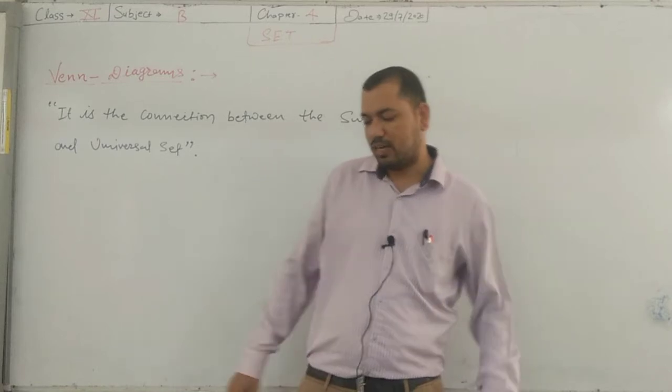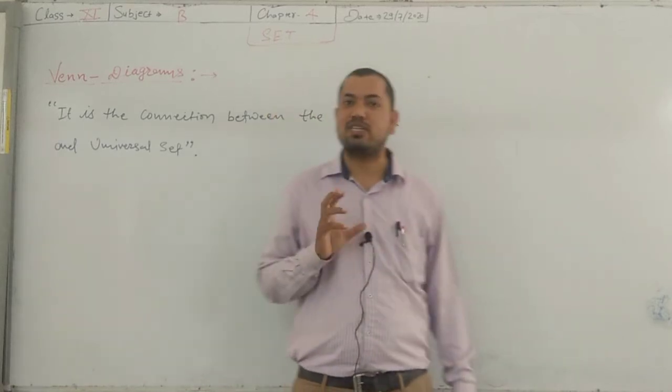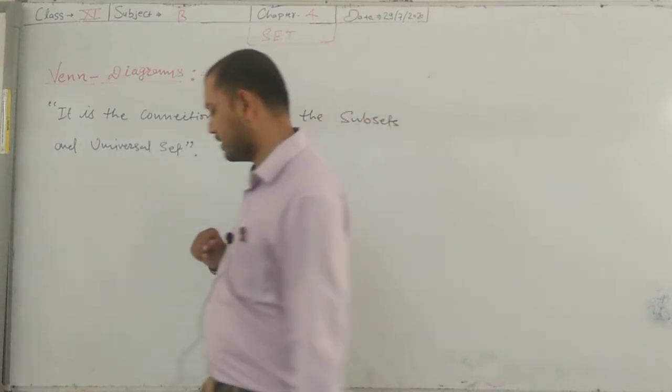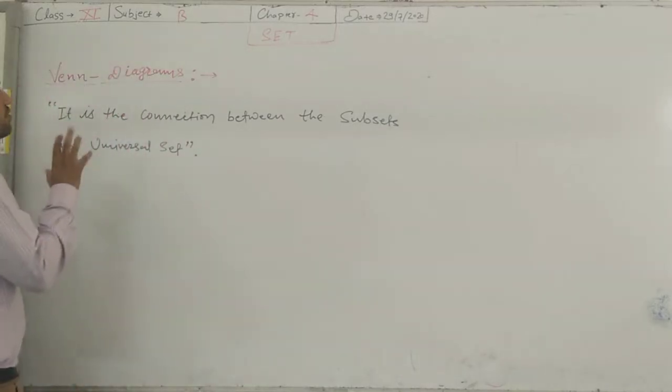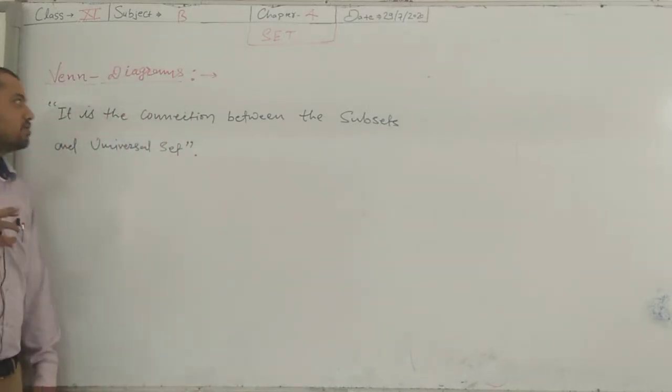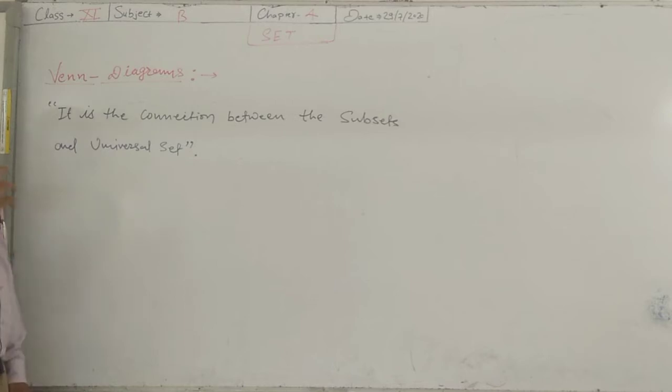Hello students, in the last class we discussed the power set, universal set and subset. Now today we are going to discuss the Venn diagram: how we represent the Venn diagram and how we represent any set in the form of a Venn diagram.